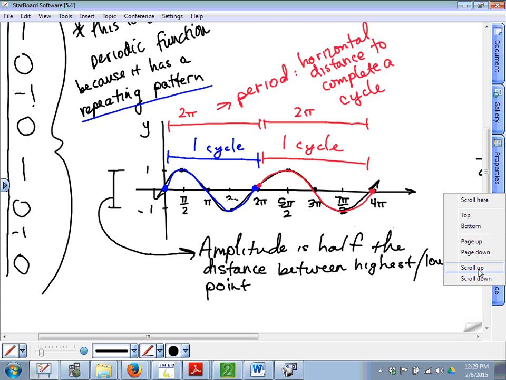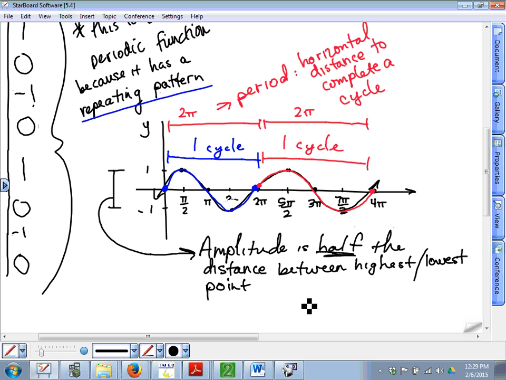Okay? The amplitude is half of the distance between the highest and the lowest point on this periodic function. So what did we say the total distance was? 2. Half that then is? 1. And the amplitude is half of that. I'm just saying this is how you find the amplitude. You measure the highest and the lowest point and you take half of that. So here the amplitude is equal to 1.